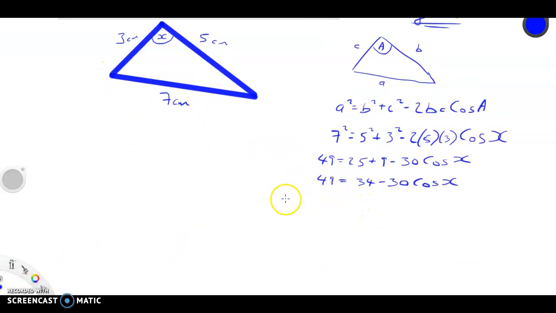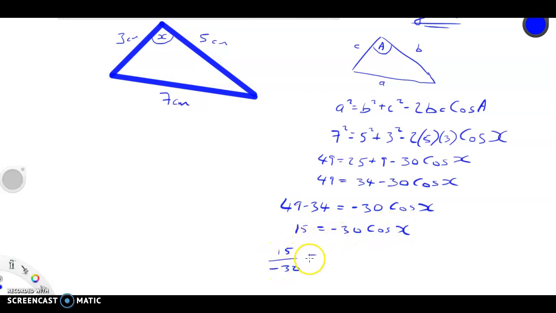So now with 49 minus 34, so we subtract 34 from both sides by bringing the 34 across and changing the sign, equals minus 30 cos X. 49 take away 34 is 15. 15 equals minus 30 cos X. And then dividing both sides by minus 30, we get 15 over minus 30 equals cos X. And 15 over minus 30 is the same as minus 1 over 2, or minus a half equals cos X. So I'm going to start back up here rather than scrolling down. So we have cos X equals minus a half.